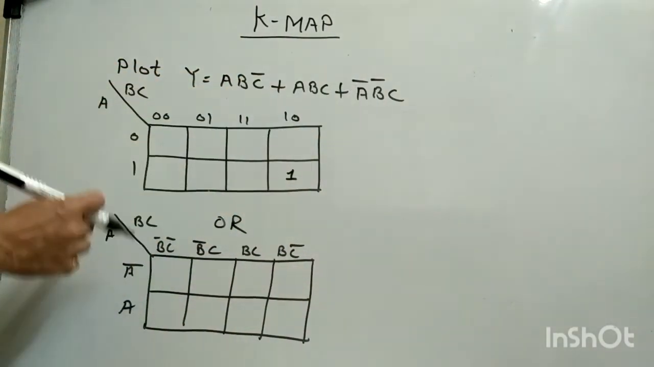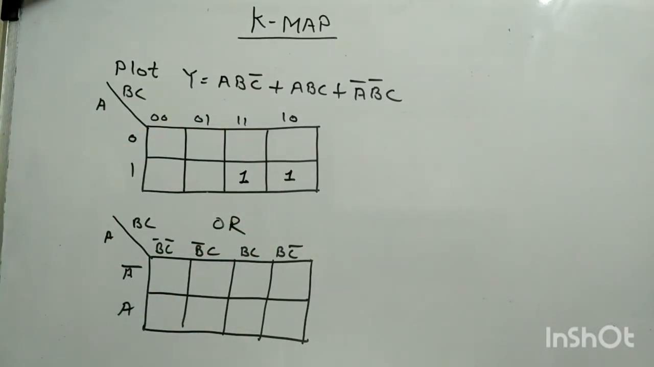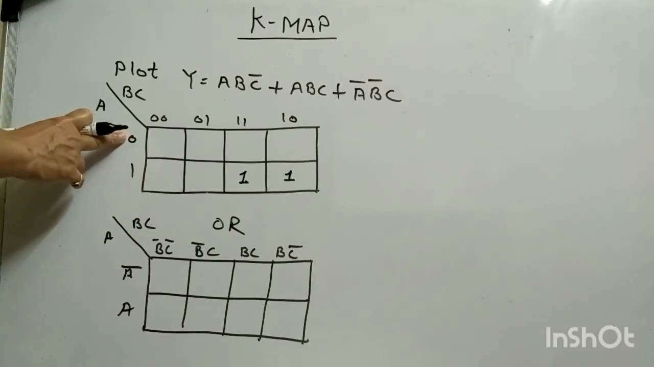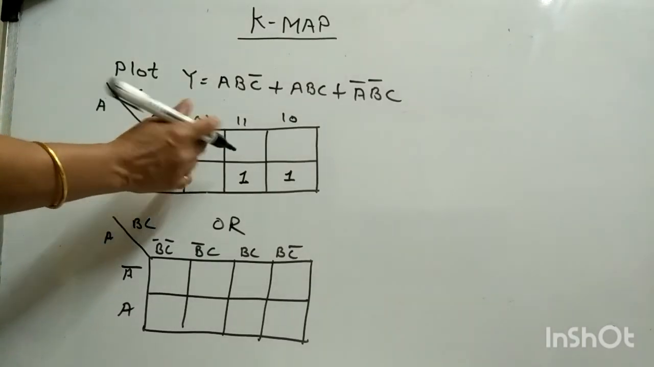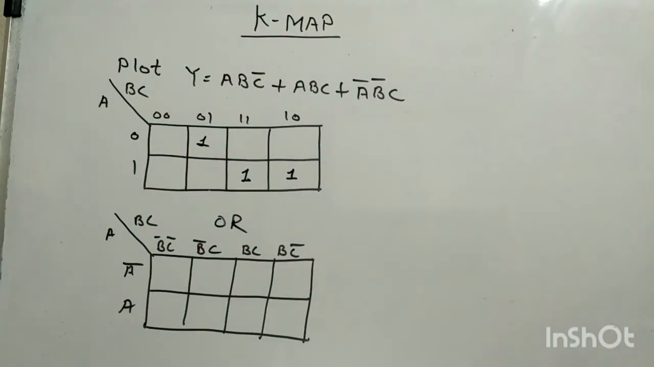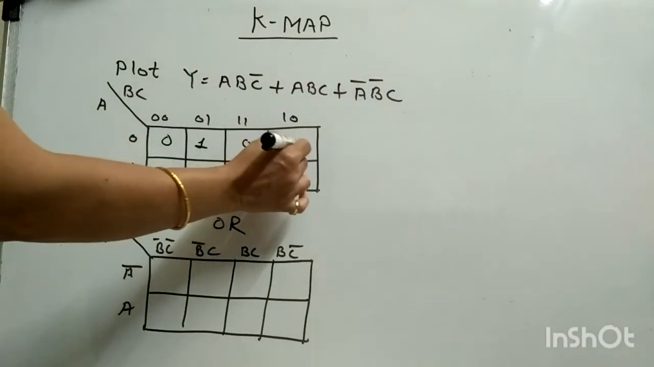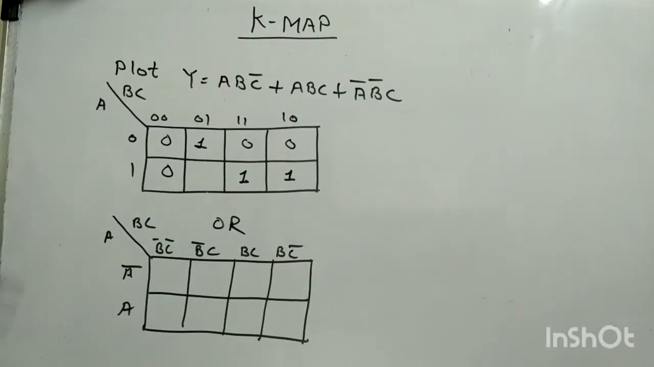The second is A B C. So A and B C, this is the second one. And A bar B bar C. So this is my A bar and B bar C means this. So I am going to enter 1 in this. Now when we enter these three ones, the remaining cells are filled with 0. So this is how we are going to represent the equation.